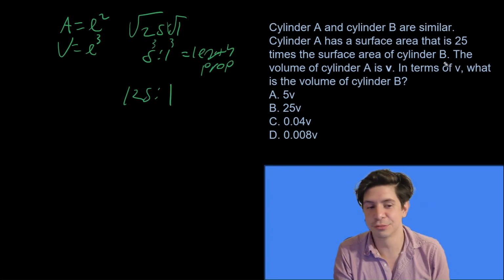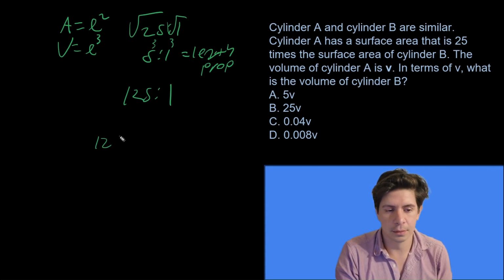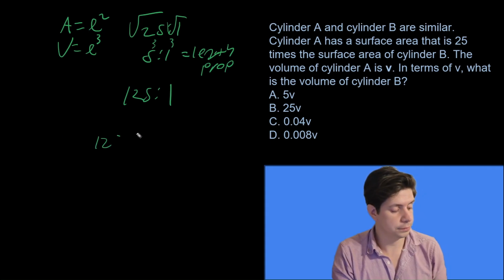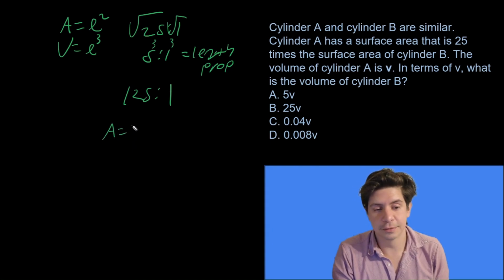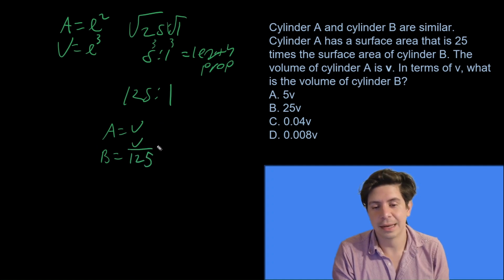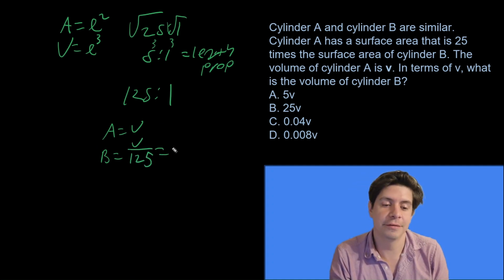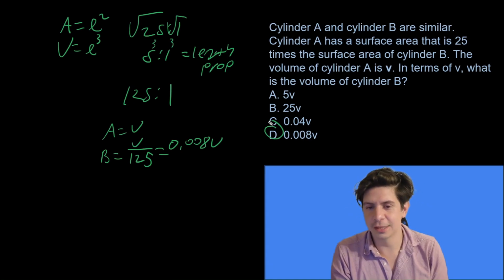Now, B is the smaller one. So if A equals V, then B will equal V over 125. Now, which of these is V over 125? It is D, 0.008 V. If you have questions on this, let me know.